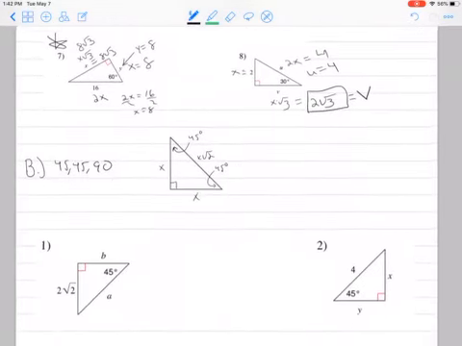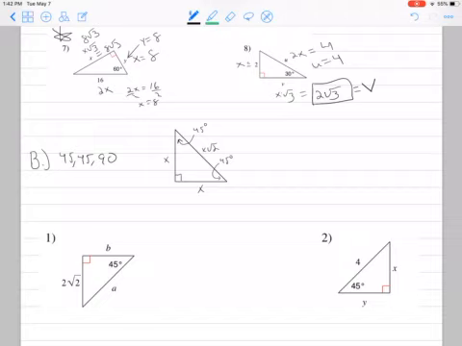Now, let's look at our 45, 45, 90 triangle. So go ahead and draw that one out. And you're noticing that we have two 45-degree angles and one 90-degree angle.